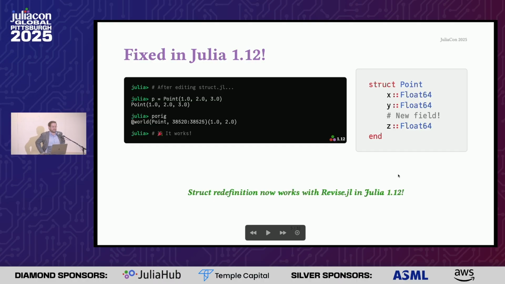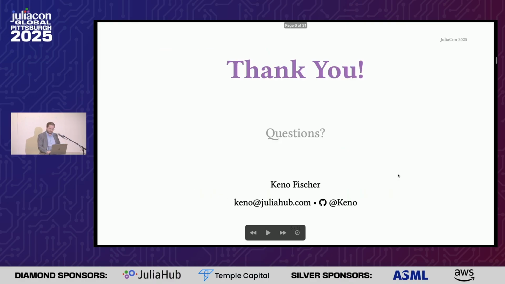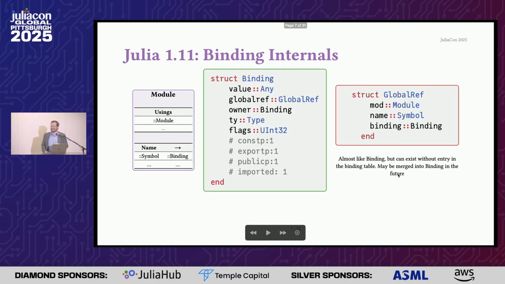So this is fixed. If you're using Julia 1.12, this now works. If you add the new field, it basically works as you expect. It'll create a new type called Point, and you can even still access the Point that was created before you edited the struct, although it has this weird @world macro in there, and that's what we'll talk about. I just put a little gag in there.